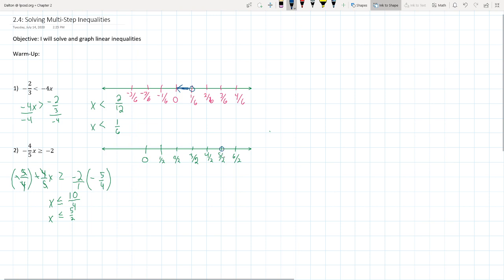Now the question is, do I fill it in or do I leave it open like that? And the answer is we fill it in because of this equals sign. So I'm going to fill it in. Then the next question I have is, does it go to the left or the right? And so I say, okay, x is less than or equal to 5 over 2. What's the number that's less than 5 over 2? Well, anything that's less than 5. What's less than 5? 4 over 2. So I'm going to go to the right.